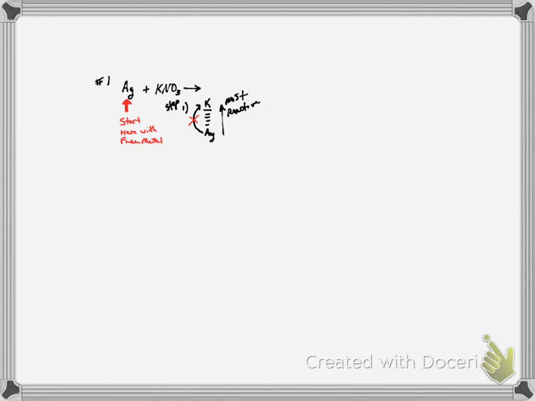Therefore, silver will not overreact potassium. And because of that, it won't overreact. There is no reaction. It will stay in the reactant state, and we're done.